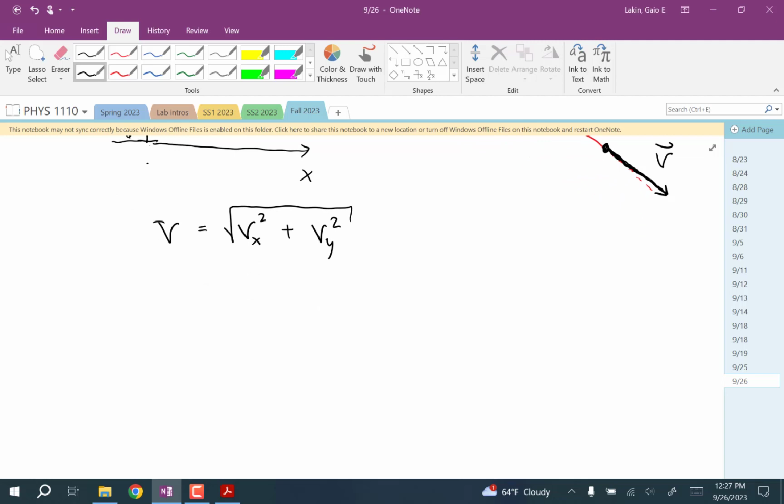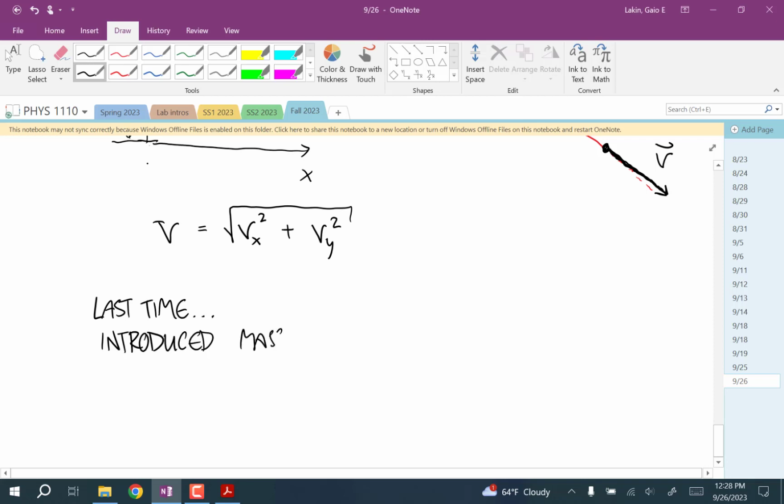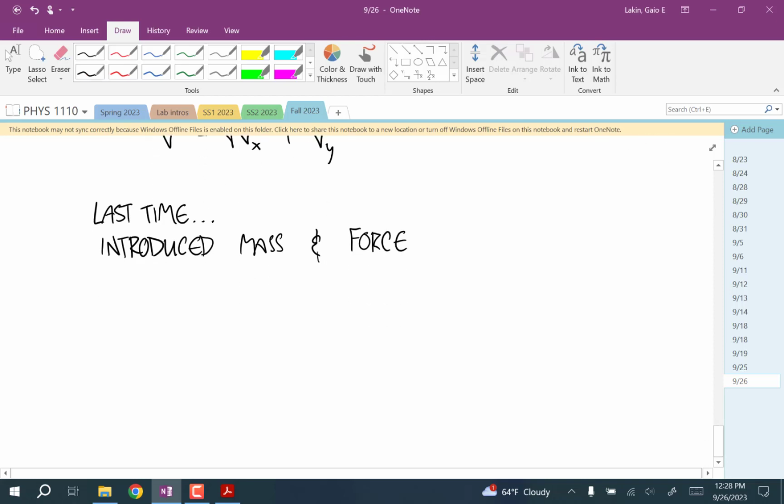So last time, we introduced mass and force. And the reason we introduced those is so that we could define Newton's second law. And Newton's second law is the most important equation in this class.